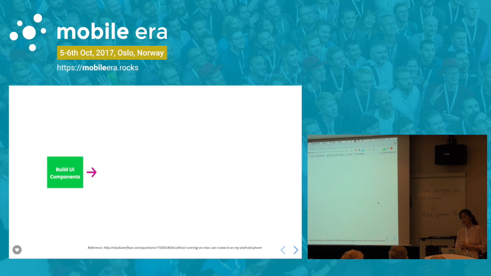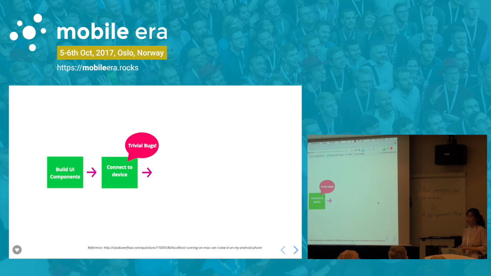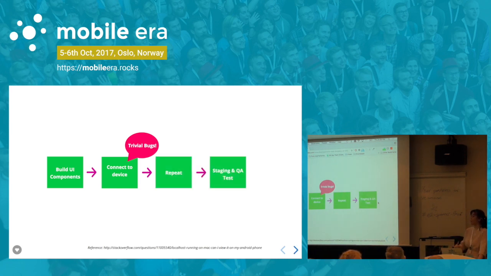So a better testing workflow that we have now is that we build all of the UI components, connect to the device, and there's a lot of ways where you can connect your local environment to your device easily. This is where we find most of our trivial bugs during this process, and we will repeat it for all of the UI components. And only then we will give it to our QA engineers, and they are happier, basically, because they didn't find those trivial bugs, because we already fixed them by then.